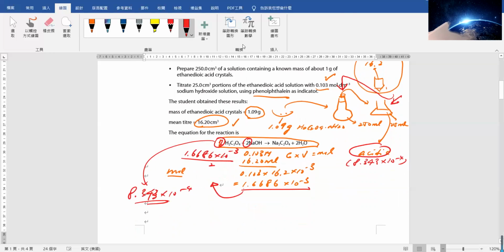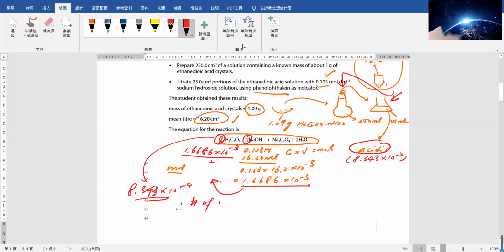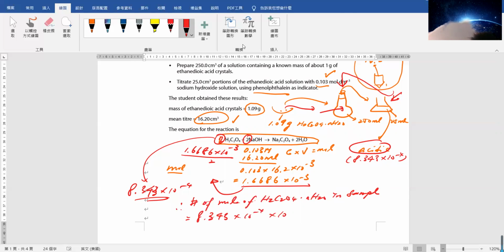So therefore, the number of mole of this thing in the sample, because this solution is made from the sample, will be this number times 10. I don't want to make you confused, times 10. This 10 is from 250 ml and you extract 25 out. So then you get this number times 10 to the power of negative 3.